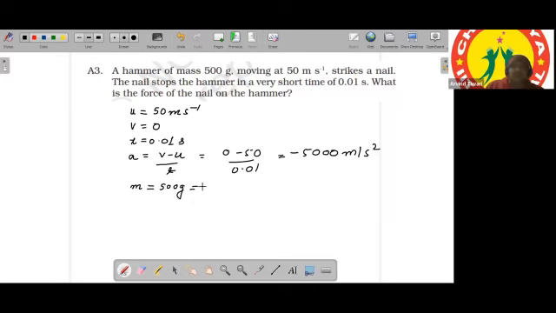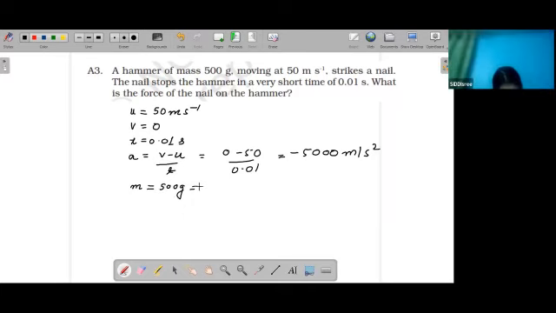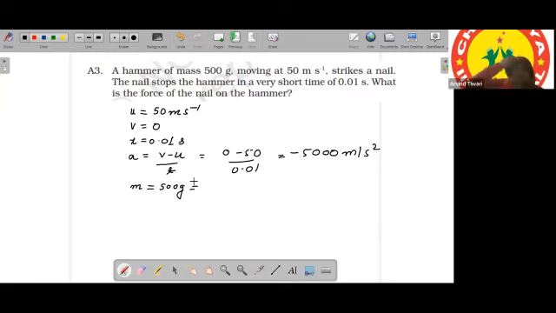Sir, how many kilograms? 500 grams only. We always have to use the SI system of units. So for that, we have to convert it to kilogram, and hence this 500 will be divided by 1000. So your answer will be 0.5 kilogram.